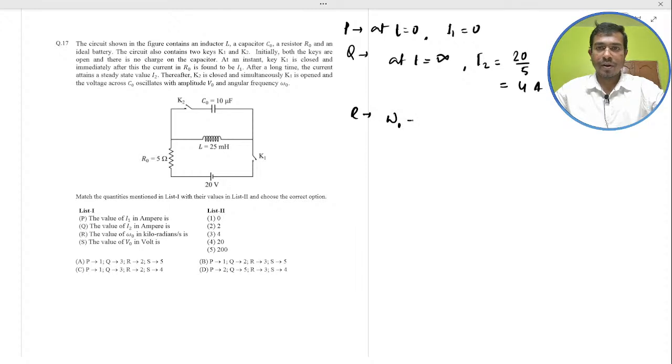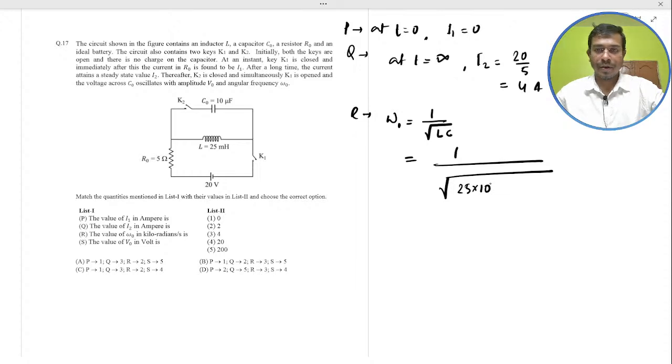For R, omega naught is 1 by root LC. This is the resonance frequency. Put this value: 1 by square root of 25 into 10 to the power minus 3 into 10 microfarad, 10 into 10 to the power minus 6. You would get 1 by 5 into 10 to the power minus 4, that is 2 into 10 to the power 3, 2 kilorad per second.